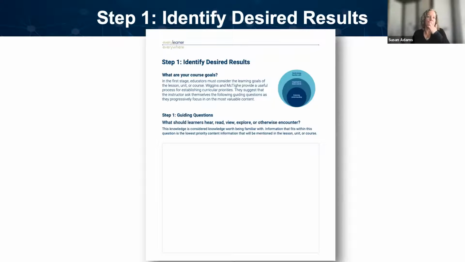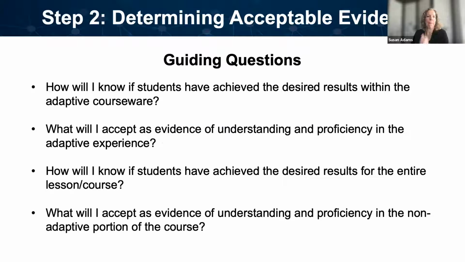So here's a screenshot of what it would look like inside of the workbook for step one. The next step in the workbook would be step 2 of the backward design process, where we're determining what acceptable evidence is showing us that the students are meeting these outcomes and objectives.